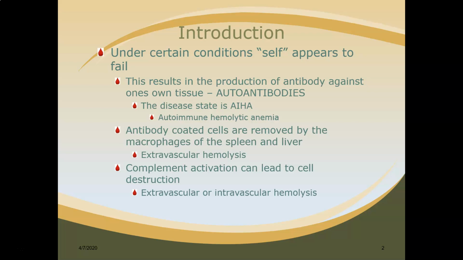Many of our hemolytic anemias also have a complement component, and that can cause destruction through the extravascular pathway, where the macrophage uses the complement receptor and pulls the red cells out of circulation. Or it can be the fact that complement is activated on the surface of the red cell, and we can actually see some intravascular hemolysis as well.